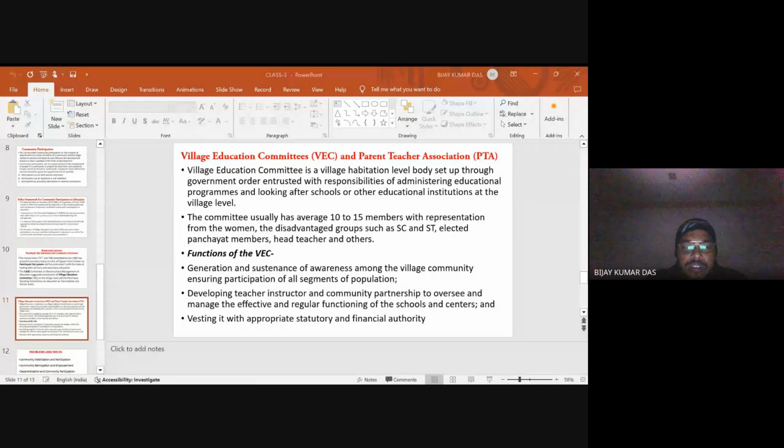The Village Education Committee is a village habitation level body set up through a government order, entrusted with responsibilities of administering educational programs and looking after schools and other educational institutions at the village level. But actually, whether the schools are obeying the government policies, rules, regulations, and whether proper implementation is there or not. The committee usually has an average of 10-15 members with representation from women, SC, ST, disadvantaged sections, elected panchayat members, the head teacher, a senior teacher of the school, and others. Functions include generation and sustenance of awareness among the village community, ensuring participation of all segments of the population.